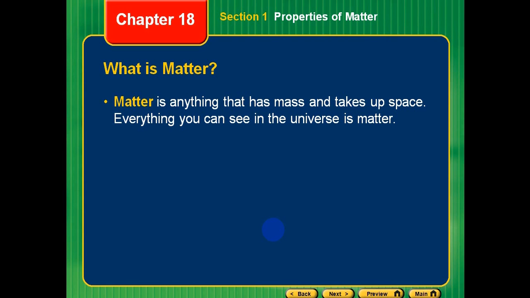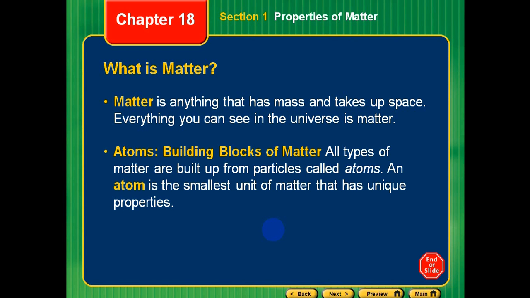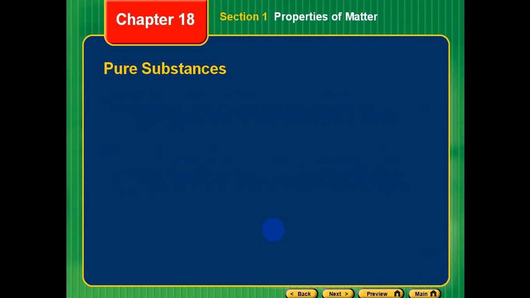What are the building blocks of all matter? Matter is made from tiny particles called atoms. So what are atoms? Atoms are the building blocks of matter. All types of matter are built from tiny particles called atoms. An atom is the smallest unit of matter that has unique properties. If you break down a substance into smaller and smaller pieces, you will end up with very small particles called atoms. And as the example for matter will be pure substances.